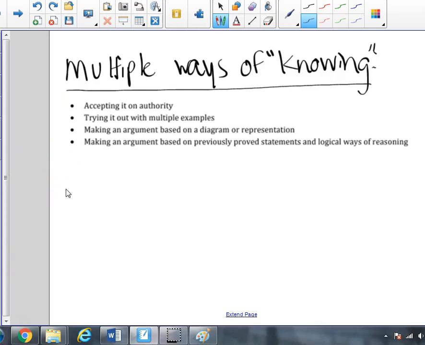So we can accept it on authority. We can try it out, multiple examples, similar to what we did in experiment 1 with our different triangles. We can make an argument based on a diagram or a representation, and we can make an argument based on previously proved statements and logical ways of reasoning. So in experiment 2, we could see logically that when we rotated our figure about the midpoint 180 degrees, it created a trapezoid. If we rotated it twice, it created a trapezoid which showed visually that angle 1 plus 2 plus 3 lie on a line making the sum of the angles in any triangle 180 degrees.